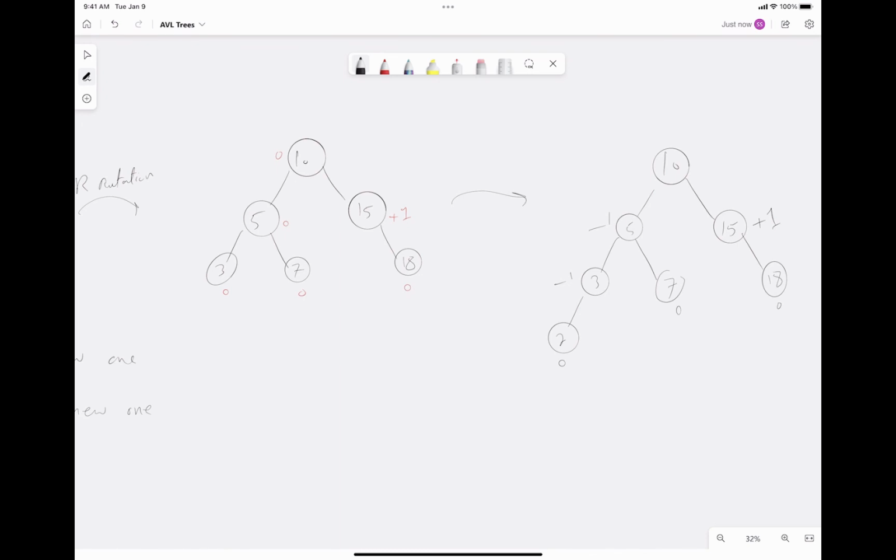For the node 10, the balance factor is -1, and the reason is the height of the tree from the right side is 3 for 10, which is 10, 15, and 18, so 3 nodes. And from the left side, it is actually 4 because the furthest one is node 2. So we need to do 4 steps: 10, 5, 3, and 2. So it's going to be 3 minus 4, which is going to be -1. As you see, all the nodes have the balance factor of either 0, 1, or -1. So we don't have any balance factor which is either +2 or -2.